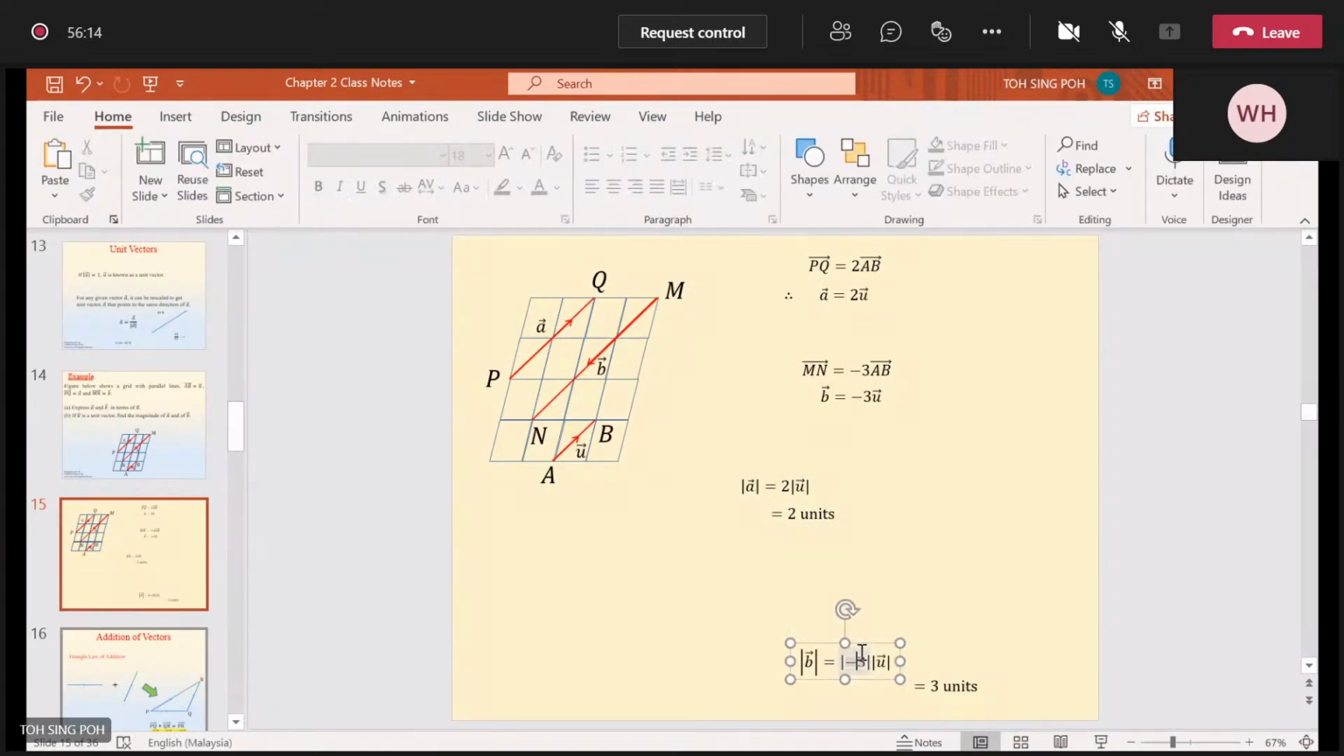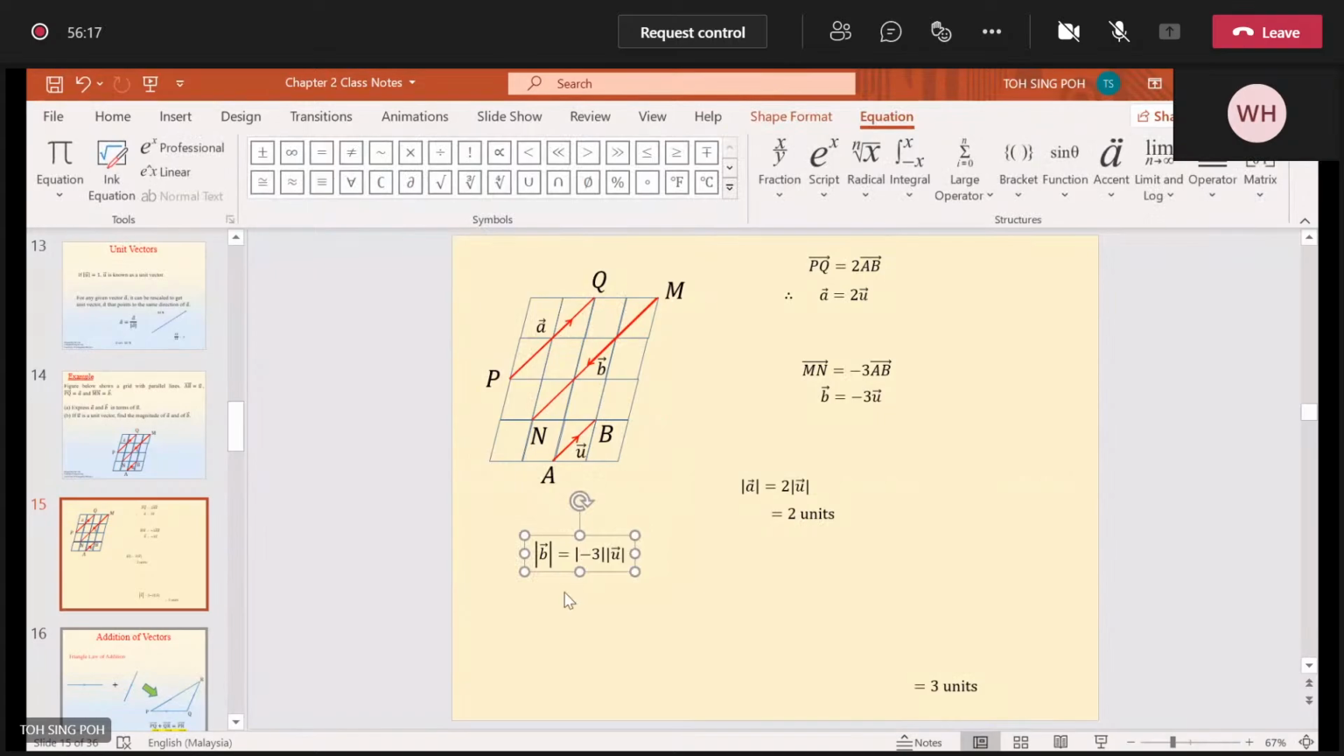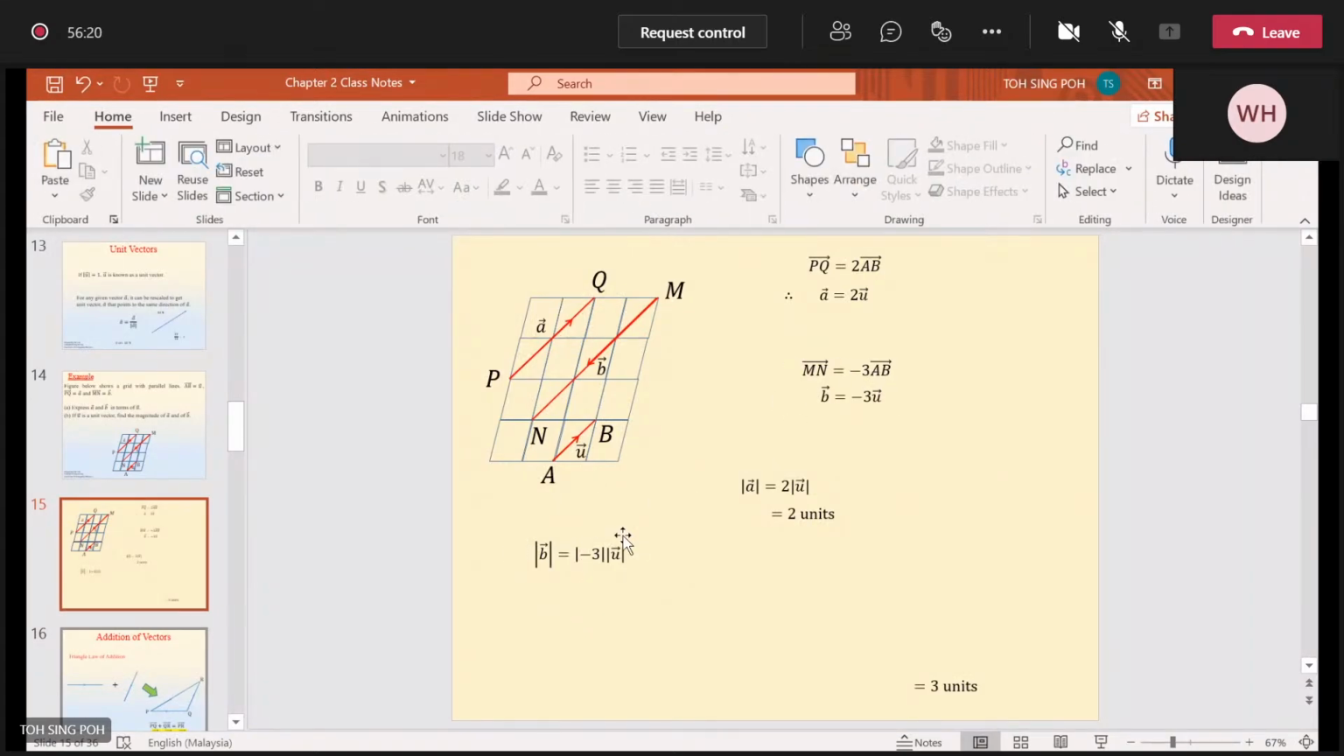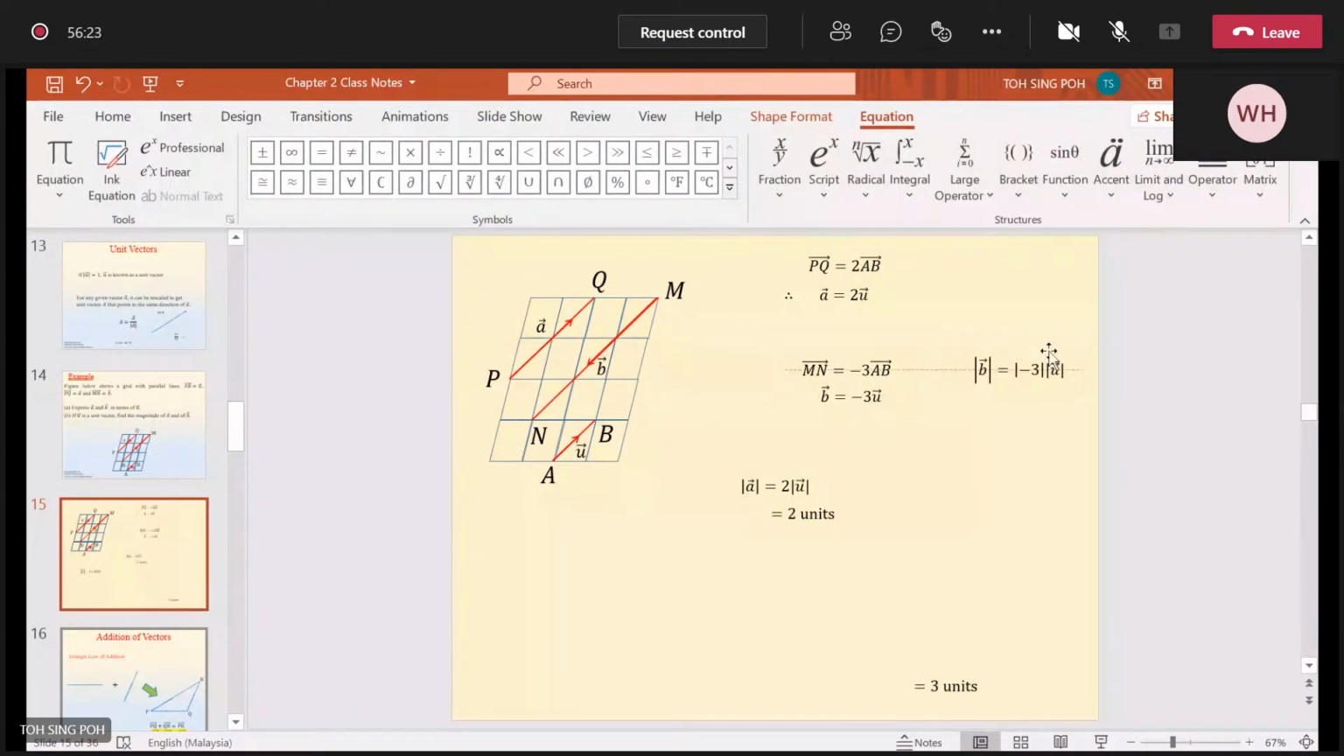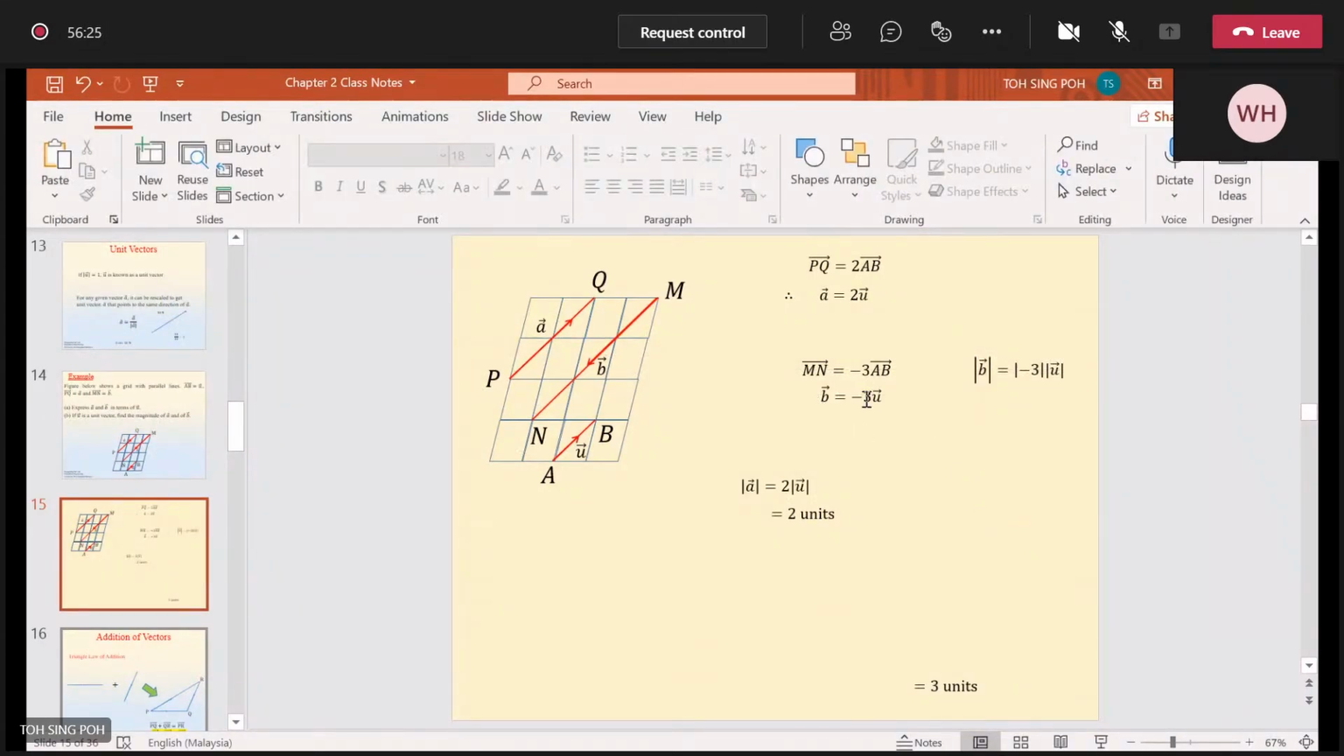Similarly, for B, you see the magnitude of B, based on this equation, I put it here, B is -3U. So the magnitude of B should be the modulus of this -3 times the magnitude of U. That means this modulus means that you just put aside this negative sign. Just consider the positive sign. Then you get the answer, which should be 3 units, because the size of U is 1 unit. The length of U is 1 unit. Therefore, you get 3 units.